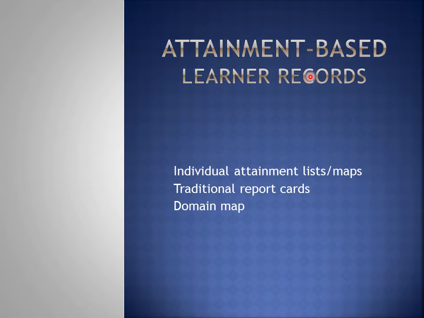Attainment-based learner records. Each learner's records should be a list or a map of individual attainments rather than a traditional report card with names of courses and letter or number grades. Traditional report cards do not inform about the learner's learning needs.